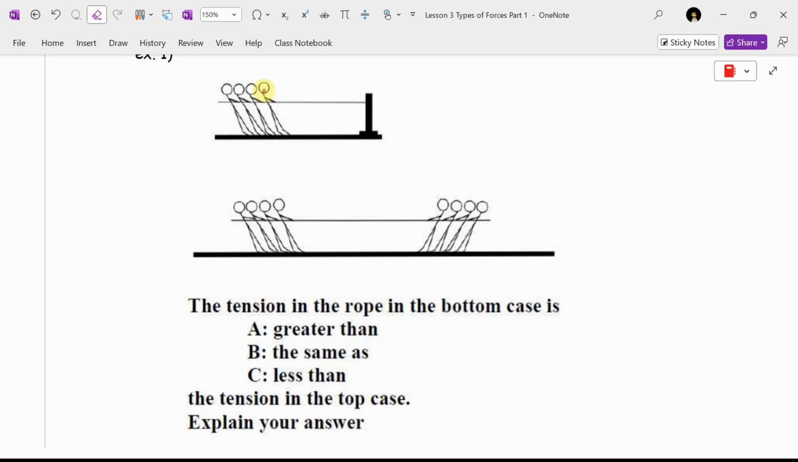So the top situation, we got 4 people pulling that way on a rope attached to a post. In the bottom situation, I got 4 people pulling to the left, 4 people pulling to the right. The tension in the rope in the bottom case is, who says, Mr. Dueck, it's got to be greater than, because there's 8 people. It's got to be twice as big. Duh. A. No one? Really? Nah, it's the same. You're all correct. I'm proud of you. Well done. Why? Convince me.